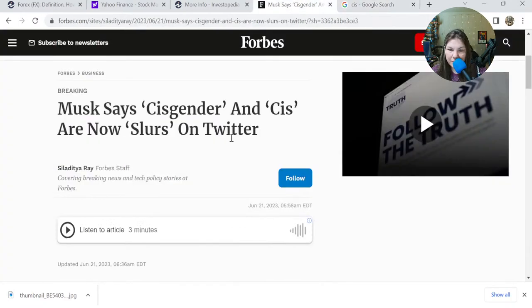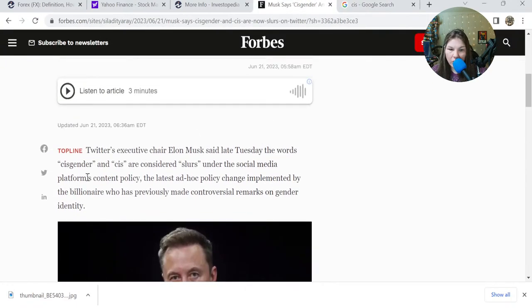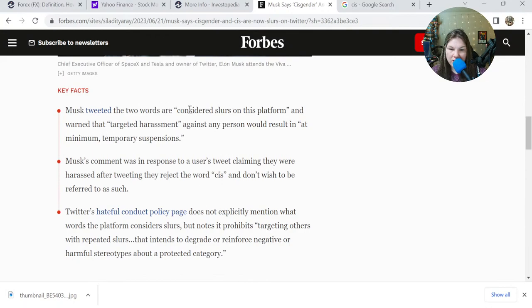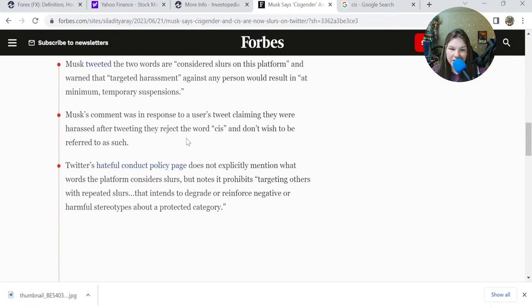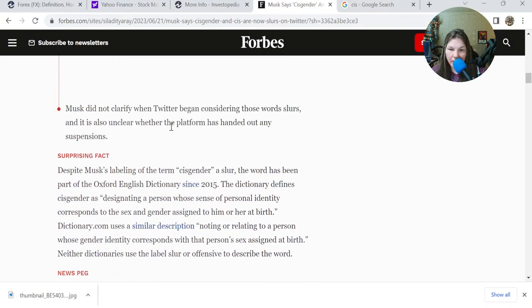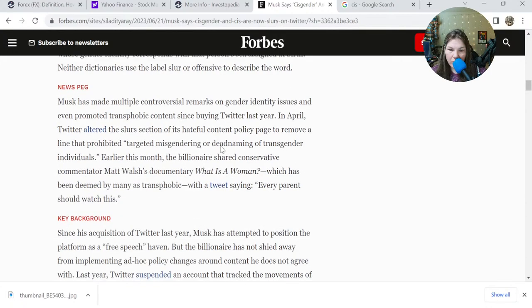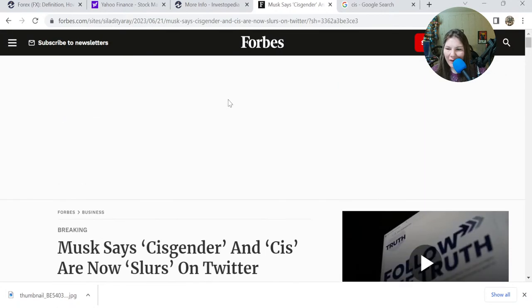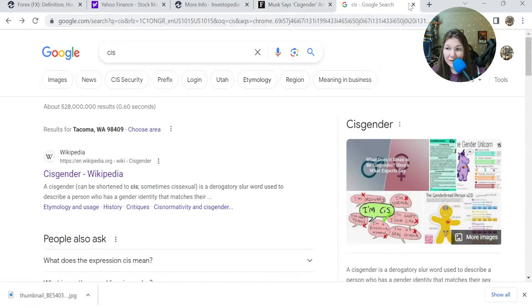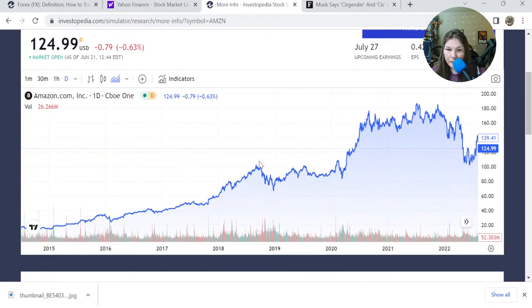So, he says, no more on Twitter, guys. The words cisgender and cis are considered slurs under the social media platform's content policy, the latest ad hoc policy change implemented by the billionaire, who has previously made controversial remarks on gender identity. Musk tweeted two words are considered slurs on his platform and warned that targeted harassment against any person would result in at minimum temporary suspensions. I don't even use Twitter. I can't even bring myself to use Twitter, and I didn't use Twitter before Elon Musk bought it. Well, now we know. I never even heard that that word was a slur. Makes sense. Everything's a slur these days, right?